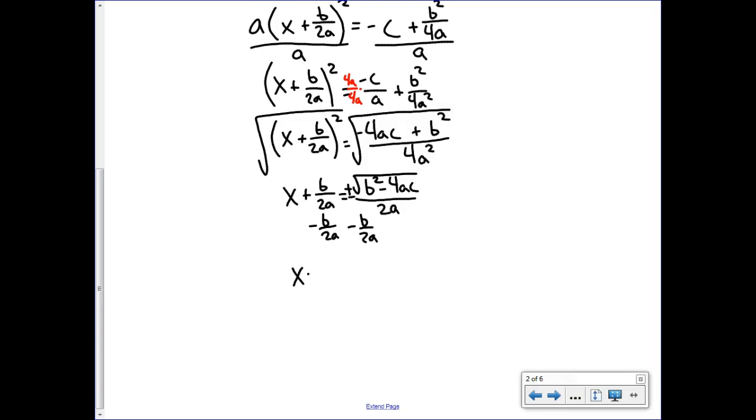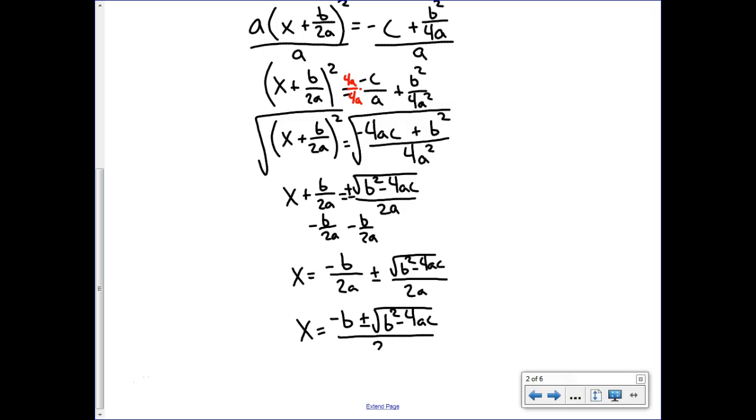And I have x equals the opposite of b over 2a plus or minus the square root of b squared minus 4ac over 2a. Well, since they have the same denominator, we can put them together. So x equals the opposite of b plus or minus the square root of b squared minus 4ac all over 2a. So that is how the quadratic formula came about.